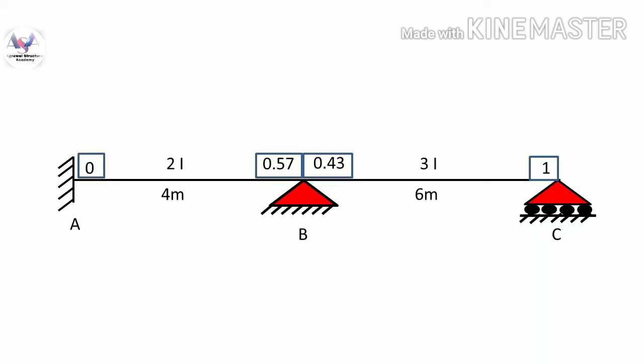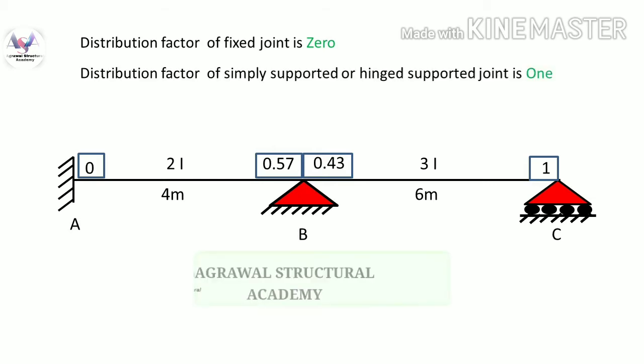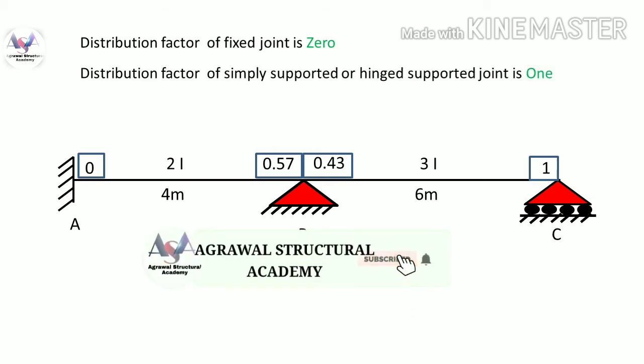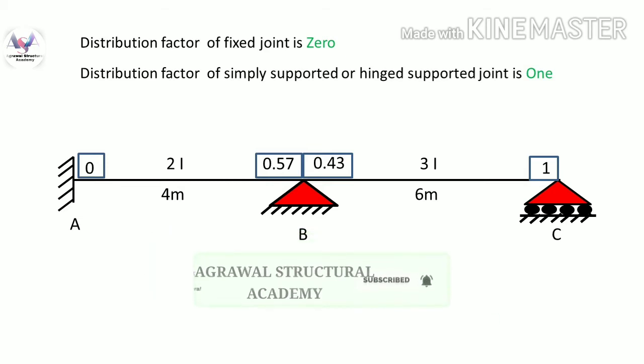So now, what here? The distribution factor of a fixed joint is 0, so here it is 0. Again, the distribution factor for a simply supported or hinge support joint is 1, so here it is 1. And now we have to only calculate the joint B. So here for BA it is 0.57 and for BC it is 0.45.